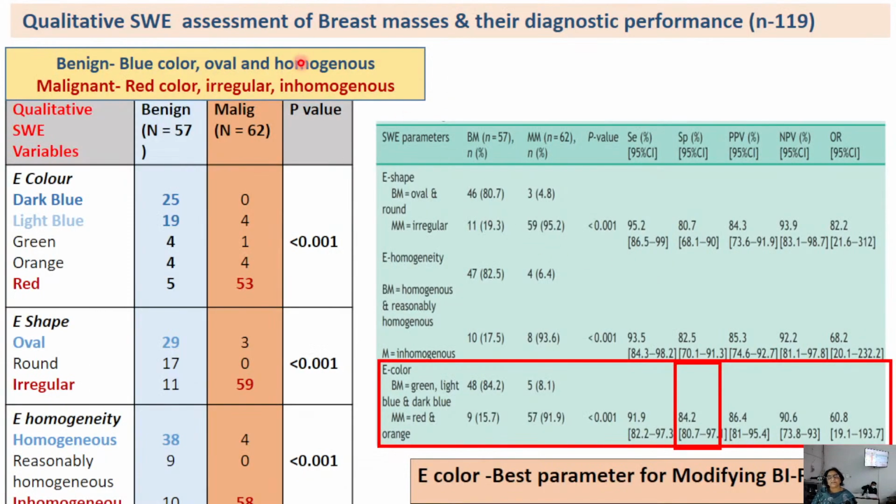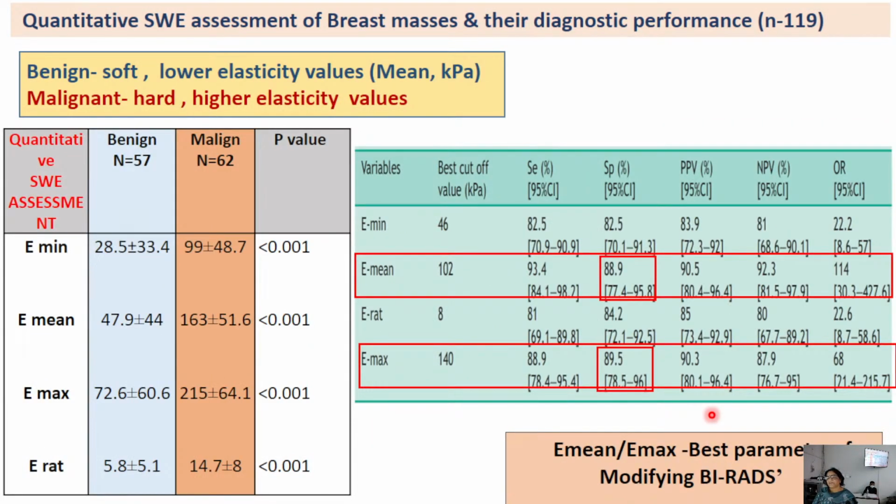On qualitative assessment, as expected, the literature had already shown that benign masses are blue in color, oval and homogeneous, and the malignant are red in color, irregular and inhomogeneous. Out of all these parameters evaluated on qualitative shear wave, we found the E color was the best parameter because of high specificity in differentiating between the two masses. So this was chosen for modifying the BI-RADS. Out of the quantitative shear wave parameters, E mean and E max had the highest specificity, and these two parameters were also chosen. The benign masses were soft and had low elasticity values, unlike their malignant counterparts.